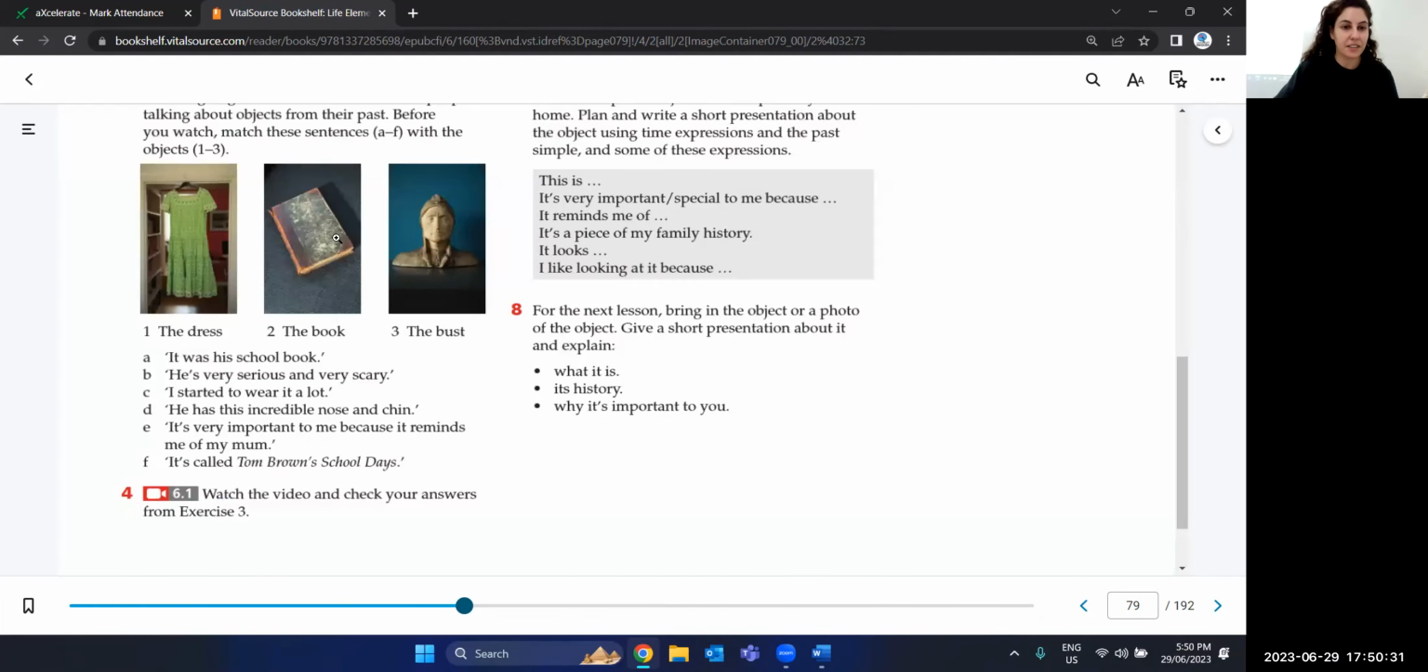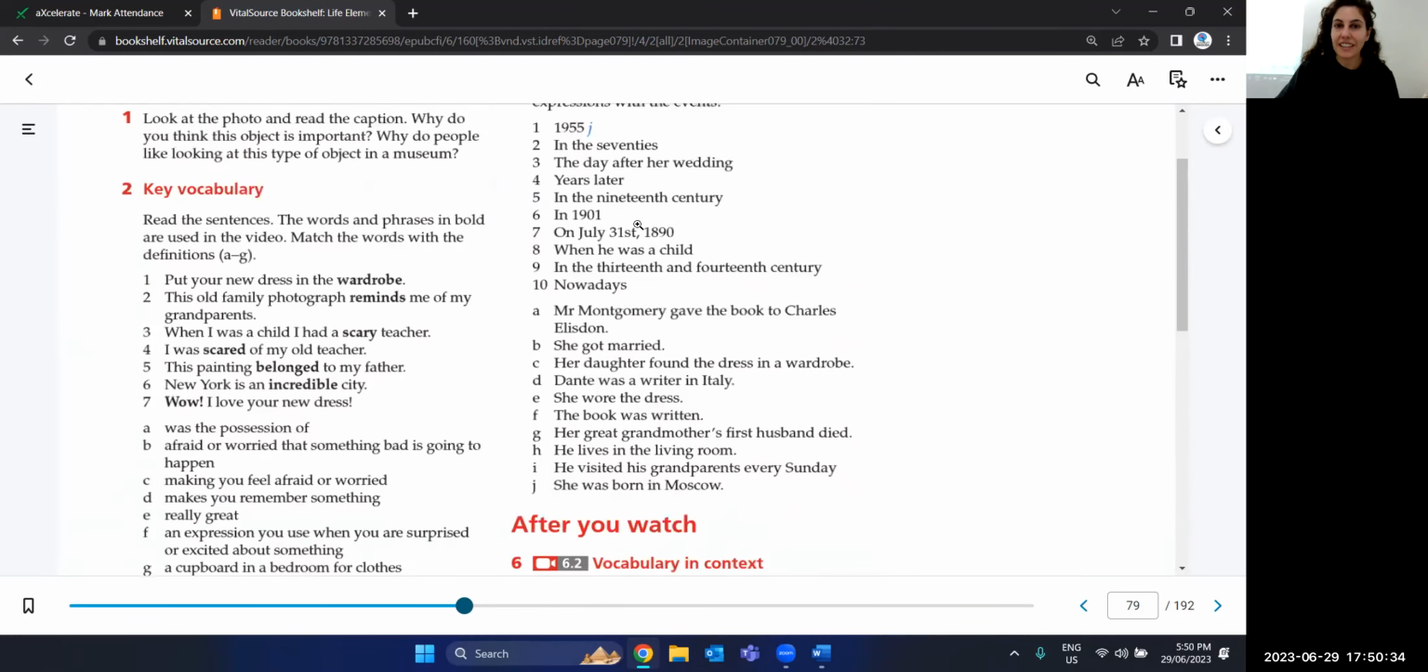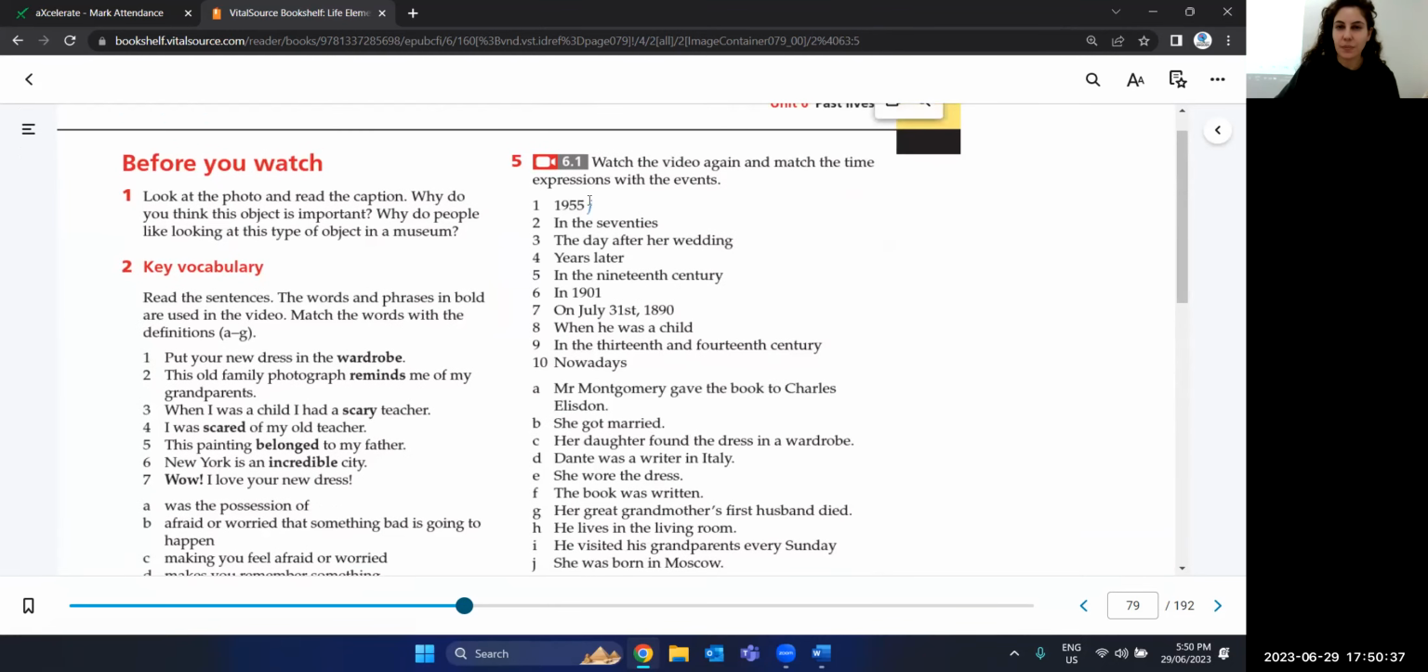Okay, so we saw a video about the three objects. So let's watch again and try and match. If you remember earlier in the lesson, we looked at time expressions. So we put this before the subject and before the verb. So we say, for example, in 1955, whatever happened. In the 70s, whatever happened. The day after her wedding, she, whatever. Years later, in the 19th century, in 1901, on July the 31st, 1890, when he was a child, in the 13th or 14th century, and nowadays.